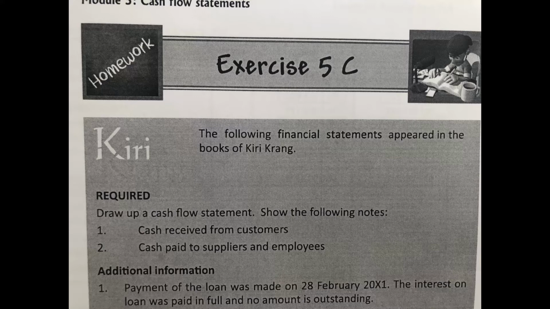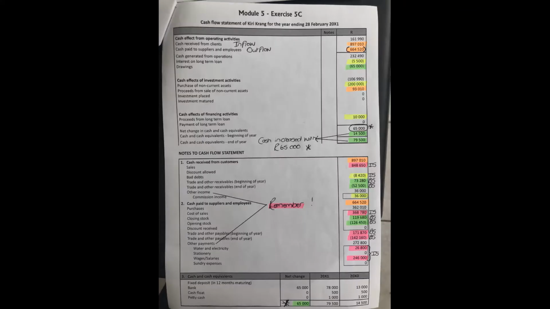So you know by now that when we do the cash flow statement, there are three sections that we do in the cash flow statement. The first one is the cash effects from operating activities. The second one, cash effects of investing activities. And the third one, cash effects of financing activities. All right. So we start with cash effects from operating activities.